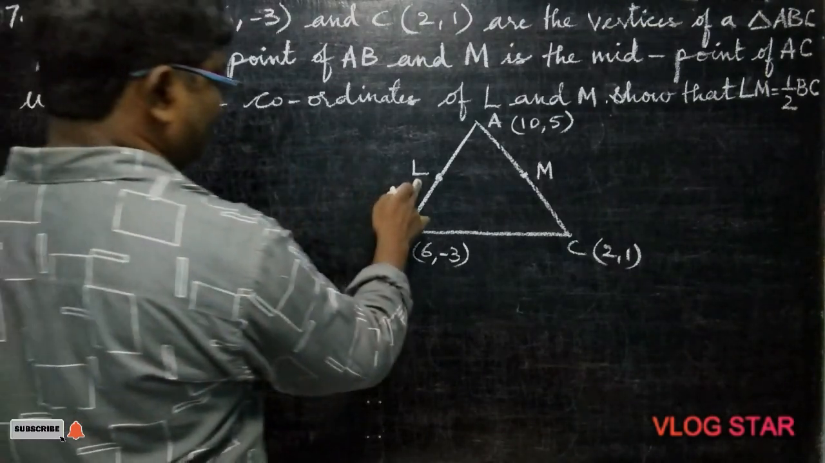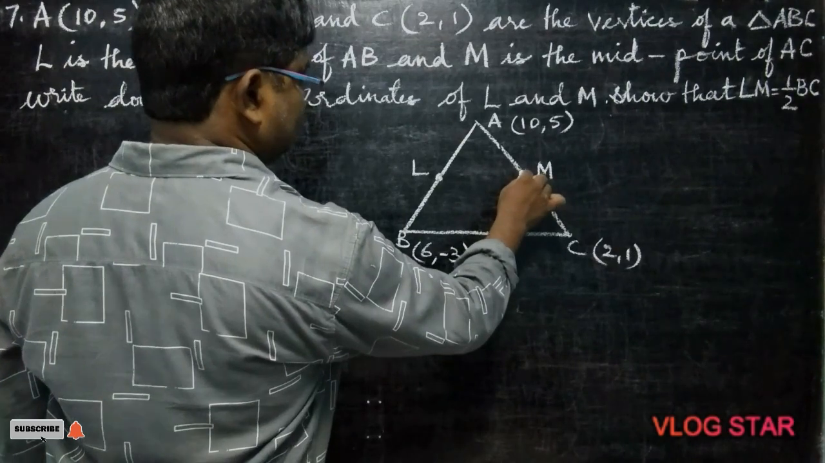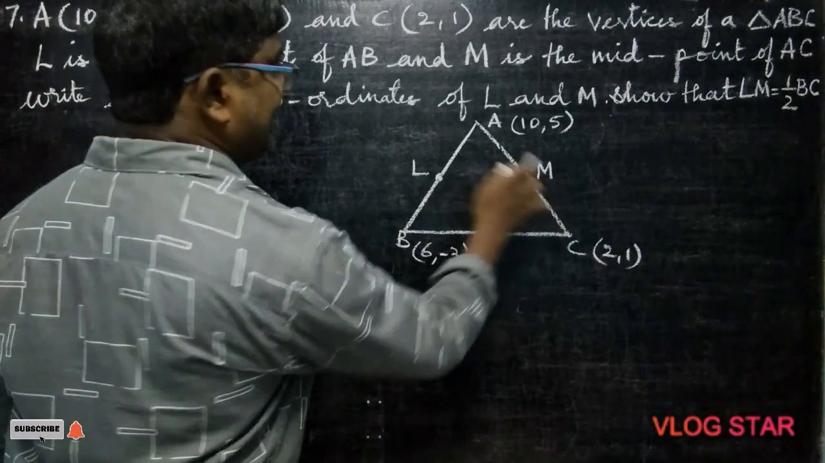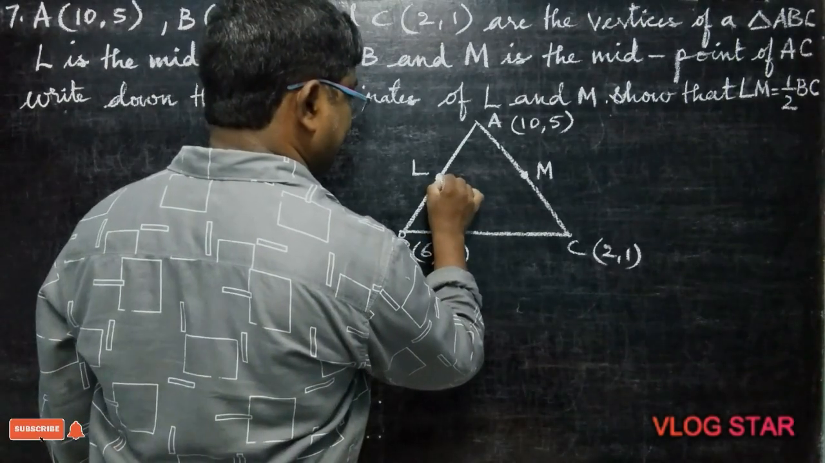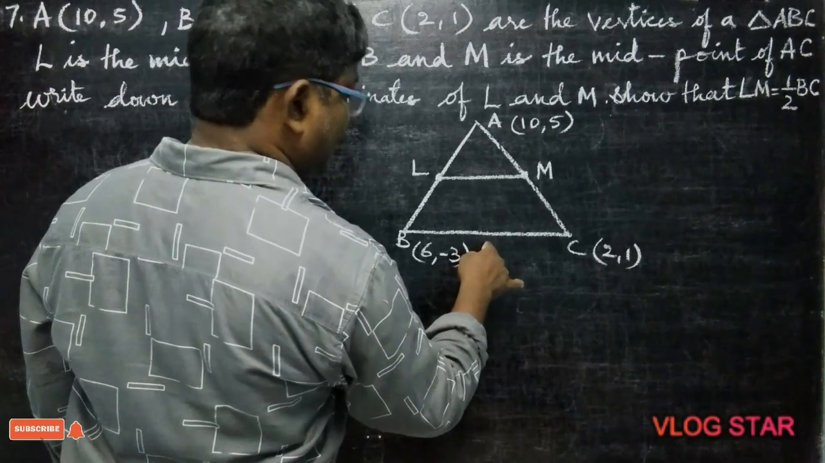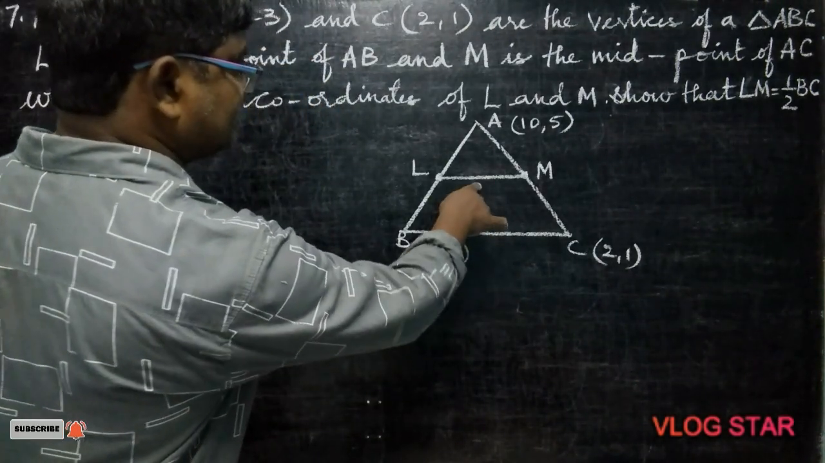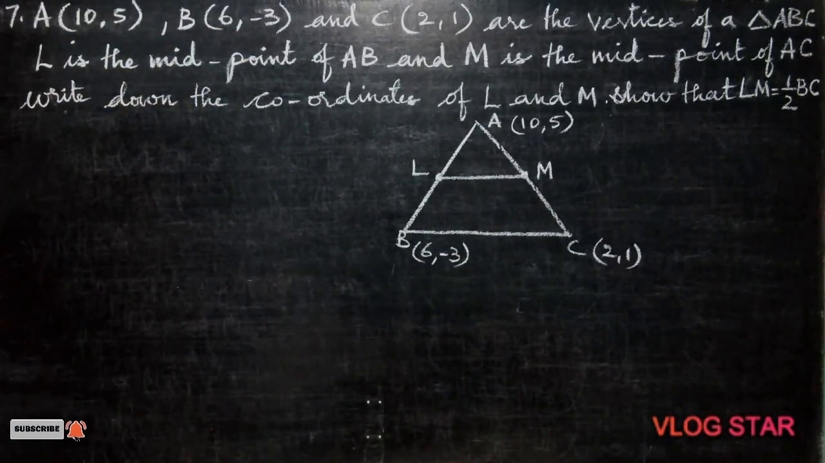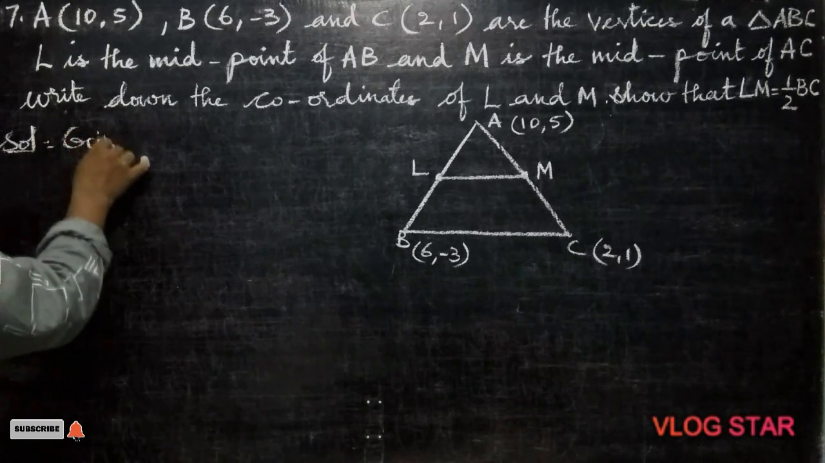Find the coordinates of L. You know the midpoint formula, so you are going to find the midpoints for L and M. And show that LM is equal to half of BC. However much BC is, half of that should be LM. Now, solution given.